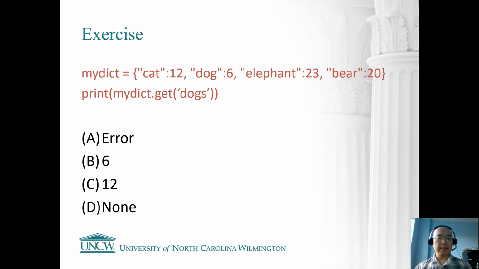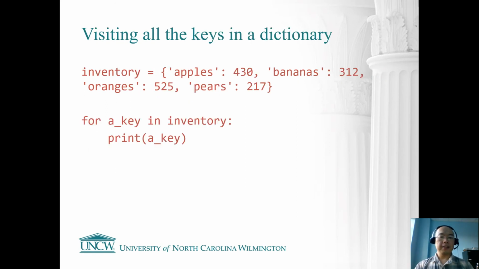So how about the next one? If I want to do my dictionary.get dogs, in this case, what am I gonna get? I'm gonna get a None because in this case I'm using get. That is a safe way. So if there's no such key dogs, then I'm gonna return a None.